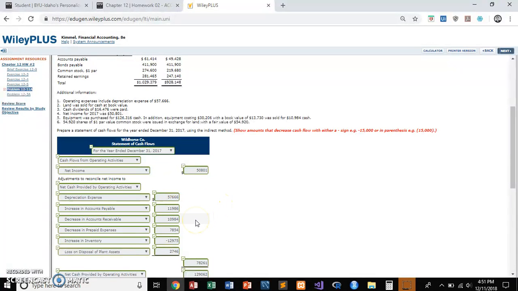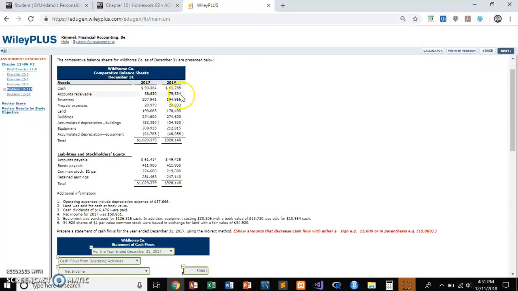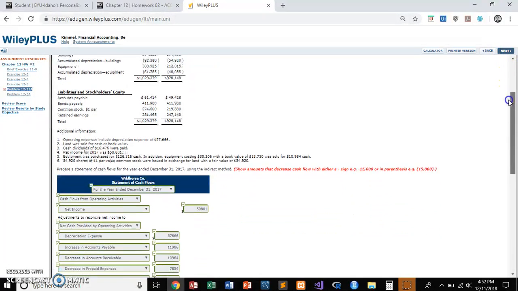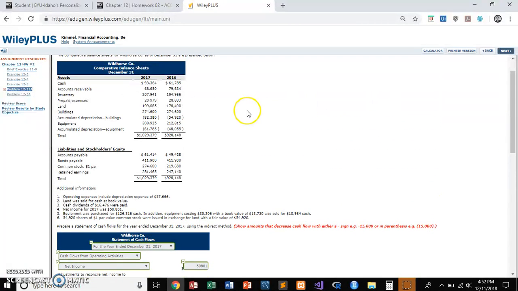So we're going to move down to the accounts receivable, and we come all the way up to the top, and we can see that accounts receivable decreased from 2016 to 2017. So you just figure out the difference there, and since it decreased $10,984, we record that. And then we move on to decrease in prepaid expenses, which is the same thing, just do the math.